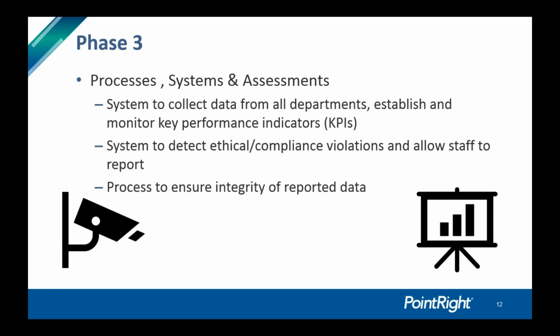When we look, again, globally, are there processes that need to be added or adjusted? Do we have systems that need to be changed or tweaked? Or are there assessments that need to be done? In phase 3, we don't have as many assessments that need to be done. That's building on work that you've done in the prior 2 phases. But you will have to look at a system that's going to collect information or data from all your departments. And then how are you going to establish and monitor key performance indicators? What is it that you want to check? What do you consider for your center a KPI that you're going to be watching and following? How are you going to monitor that?